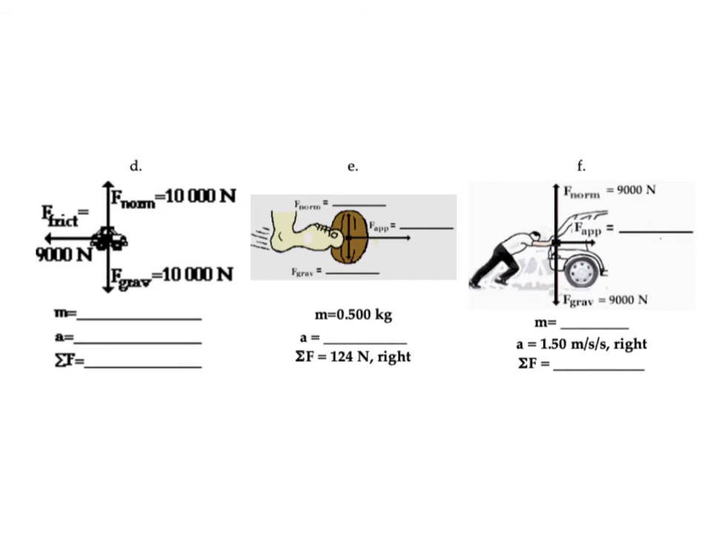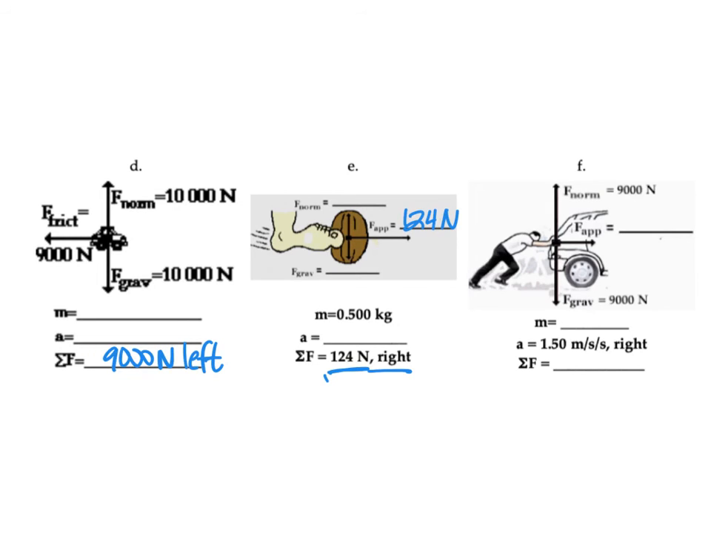So that means your net force is going to be 9,000 newtons to the left because there's nothing to subtract it from, right? Same with these ones over here. We're given our net force of 124 newtons right, and there's no arrow going to the left. So that means all of that 124 newtons is your right arrow.